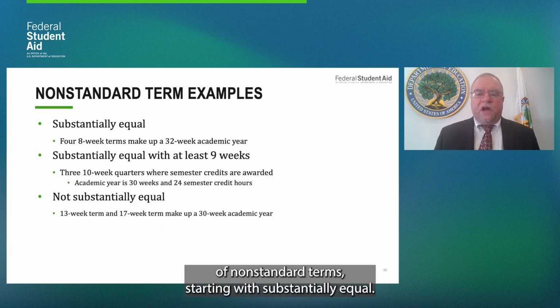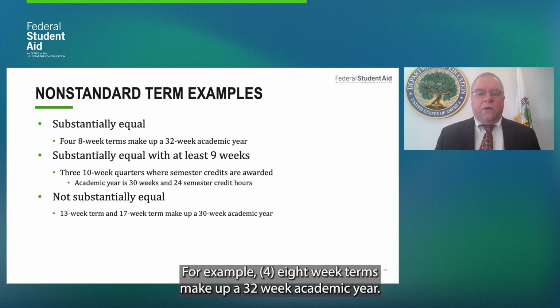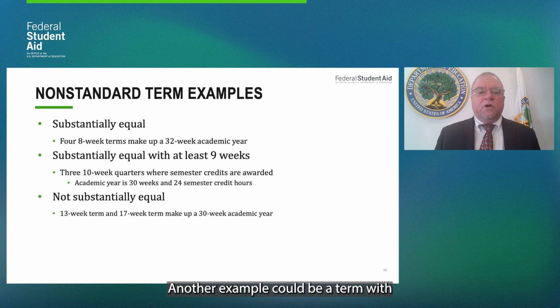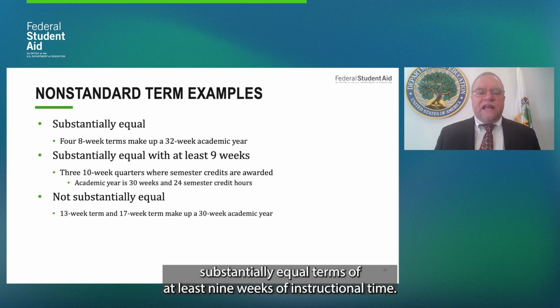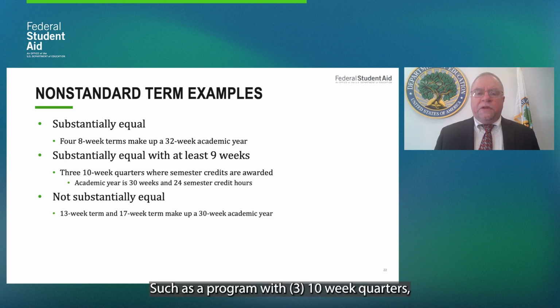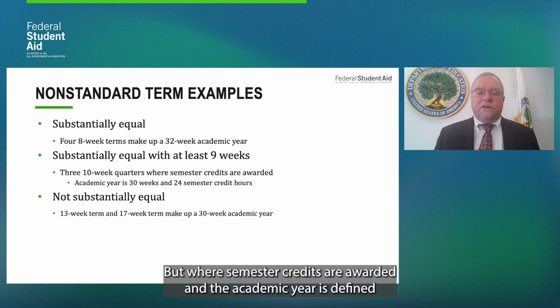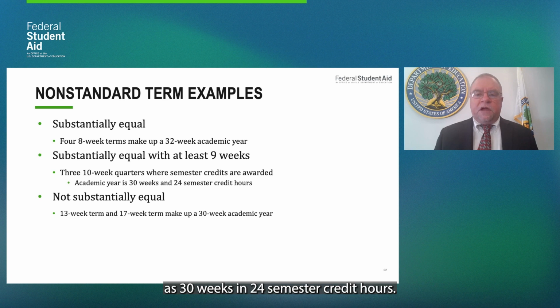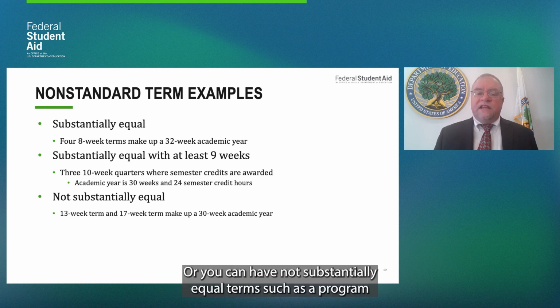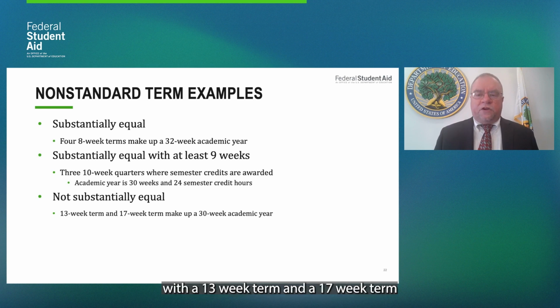Let's look at some examples of non-standard terms, starting with substantially equal. For example, 4 8-week terms make up a 32-week academic year. Another example could be a term with substantially equal terms of at least 9 weeks of instructional time, such as a program with 3 10-week quarters, but where semester credits are awarded, and the academic year is defined as 30 weeks and 24 semester credit hours. Or you could have not substantially equal terms, such as a program with a 13-week term and a 17-week term that make up a 30-week academic year.